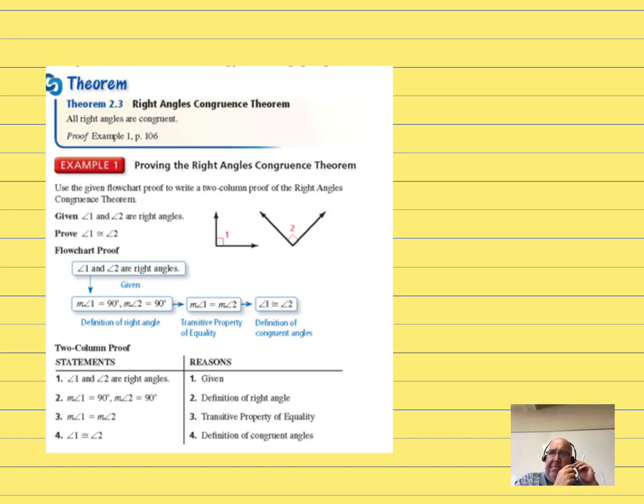Okay, section 2.6 is going to introduce us to another way to do proofs, which is the use of a flow chart. It works pretty much the same way as the two-column proofs.